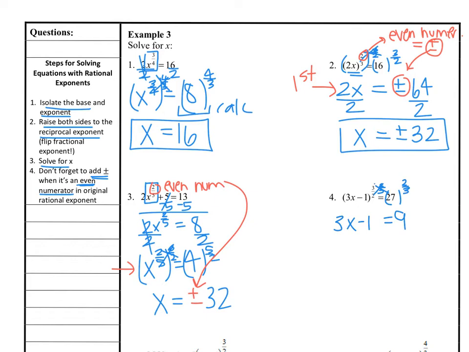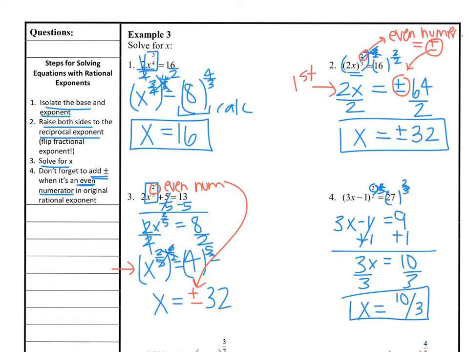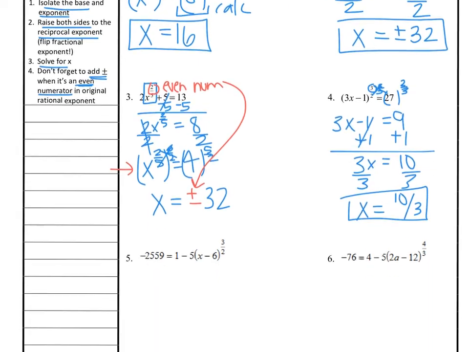We had an original power that's odd, so we do not need the plus or minus. So plus 1, we get 3x equals 10. Divide by 3, we end up with x equals, you can just leave it as 10/3. That's the most exact answer. You could divide it and round if it had rounding in the directions.